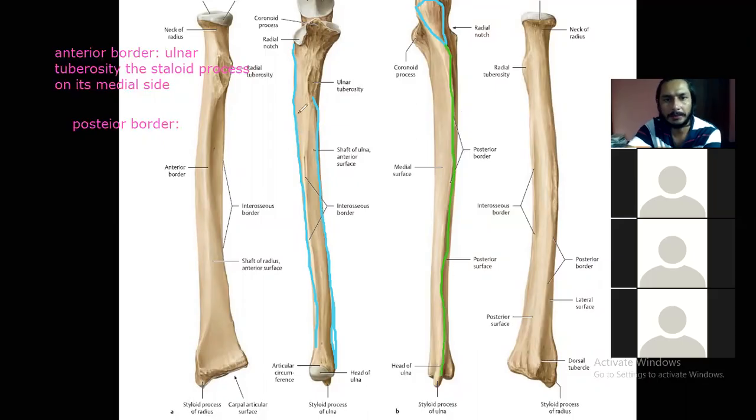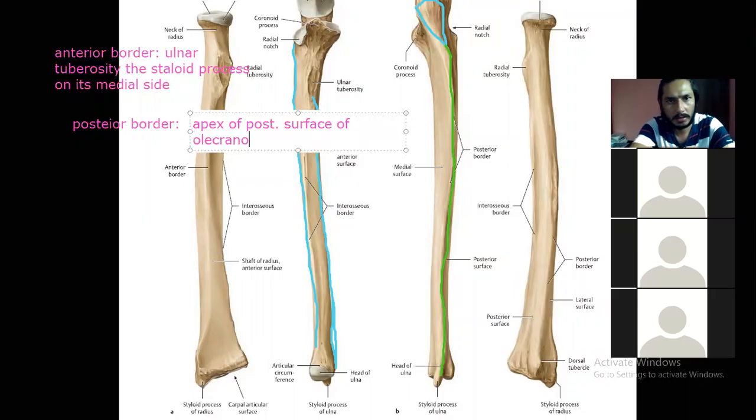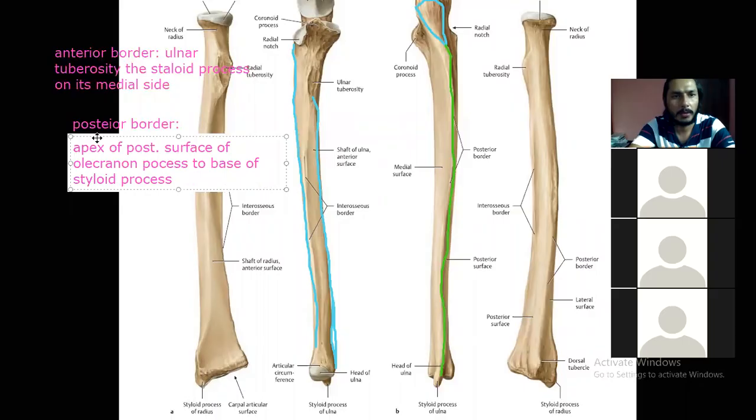So now we have the interosseous border, anterior border, and posterior border. These are the borders of the shaft of the ulna. Are you getting it? The posterior border is from the apex of the posterior surface of the olecranon process to the base of the styloid process.